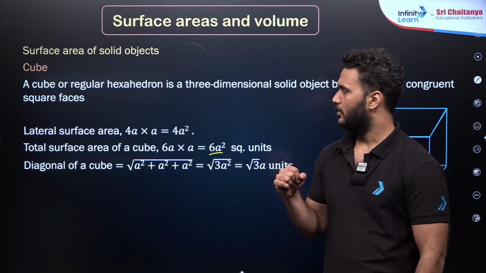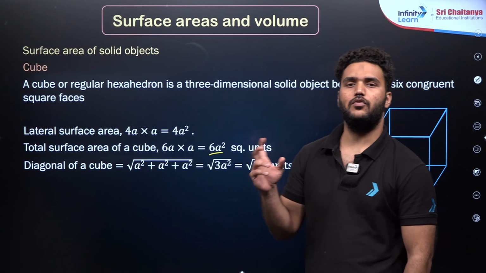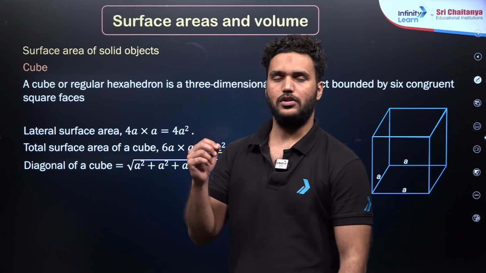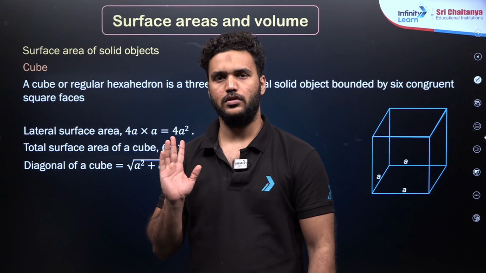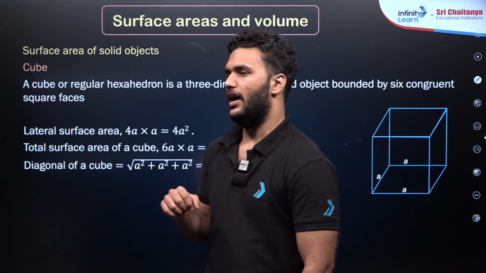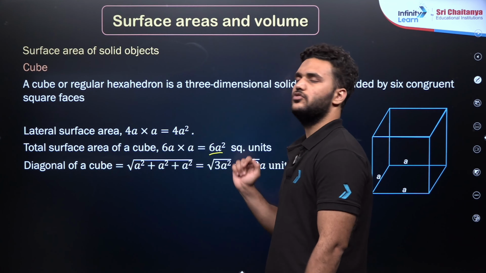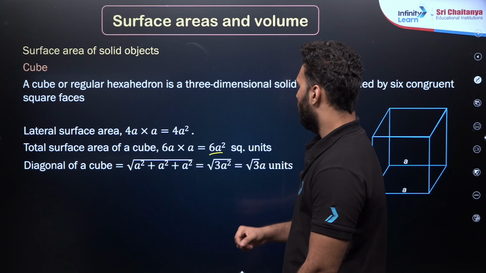Now if we have to find only the walls, like if I have to paint my walls, I will not paint my ceiling and I will not paint my floor. Then how much do I have to cover? I have to cover 4 walls, 4a square. Simple.